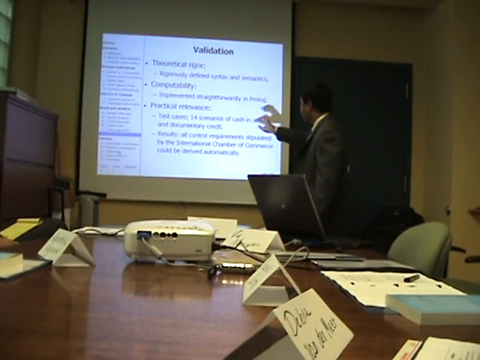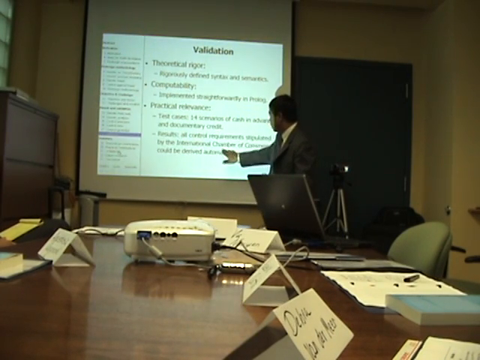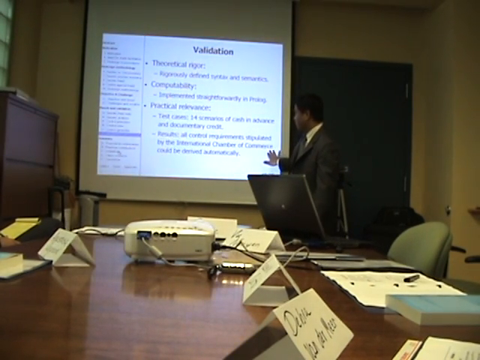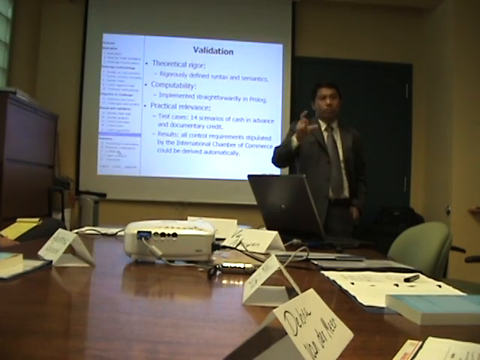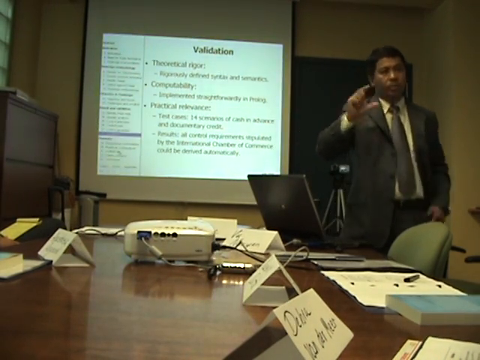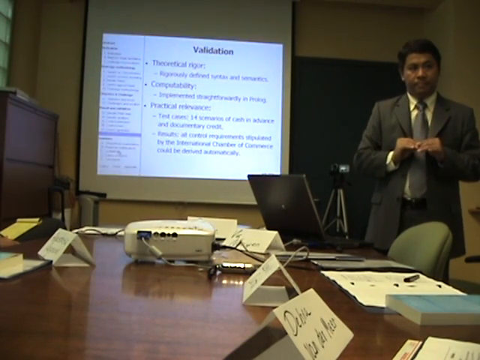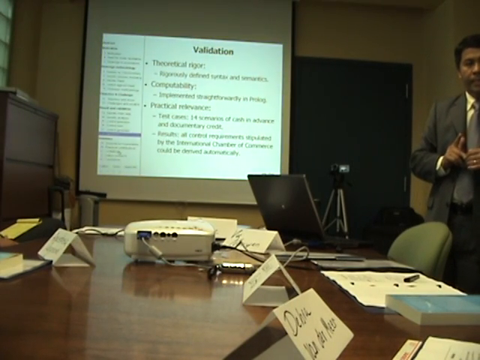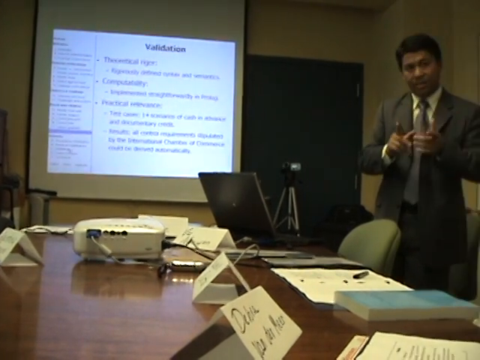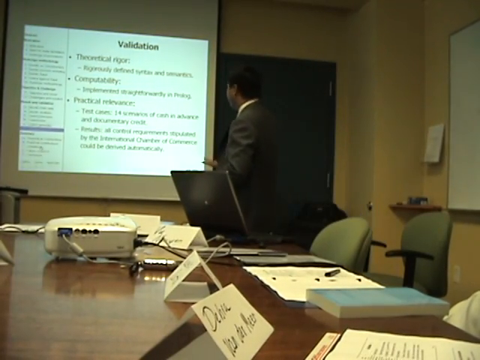In each of the specific situations, the International Chamber of Commerce specified a set of requirements: what the seller needs to do, what the buyer needs to do, what the bank needs to do, and so forth, step by step. Okay. So all the control requirements for those 14 scenarios are derived automatically? That's right. They can be derived automatically by the method.